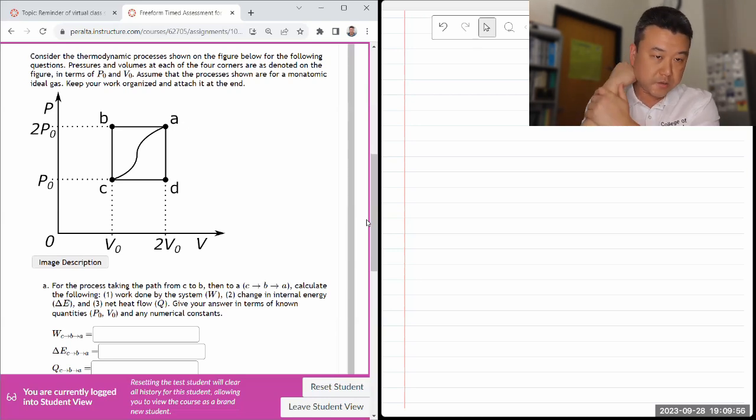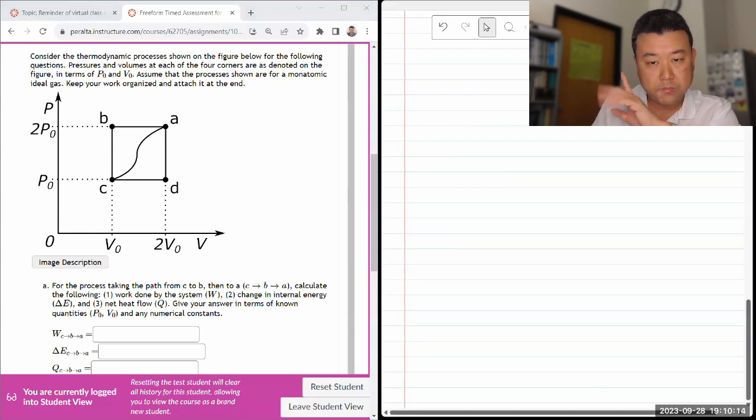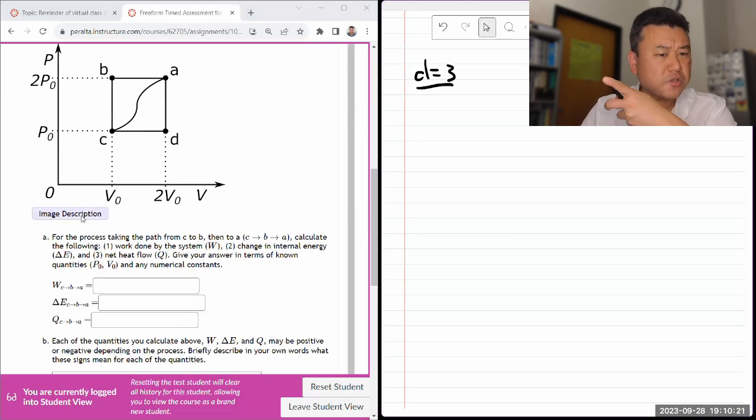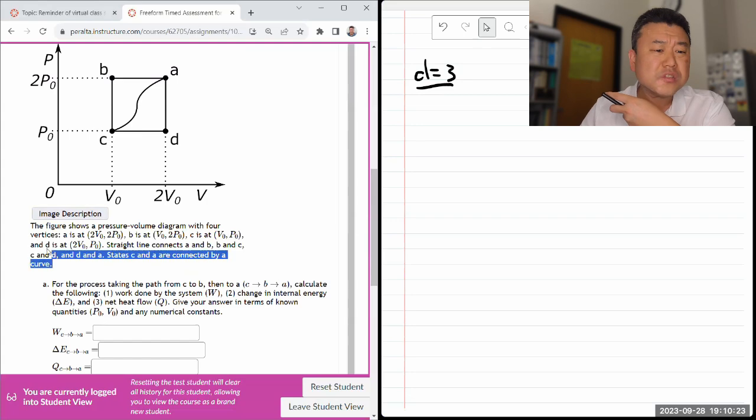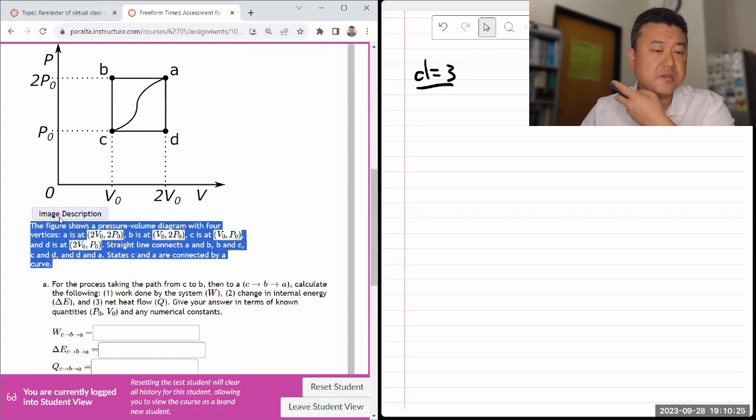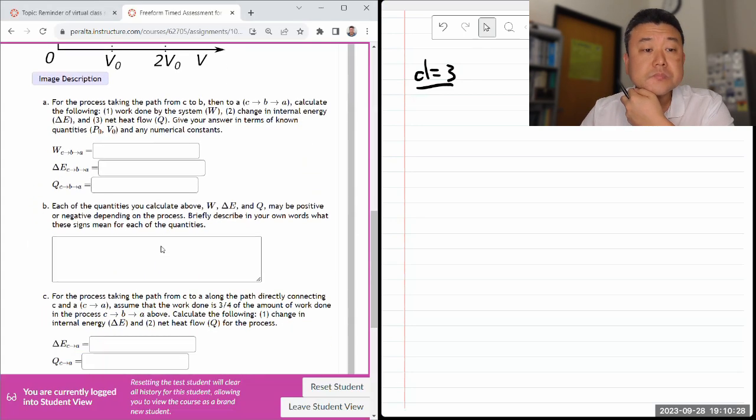So it says, consider the thermodynamic processes shown on the figure below. This is the PV diagram. I have these two parameters that are assumed to be known. Processes shown are for a monatomic ideal gas. Monatomic means a few things. One particular thing is that the degrees of freedom are 3 translational degrees of freedom. And the image description is an accessibility feature; it shouldn't give you any more info than what you see visually.